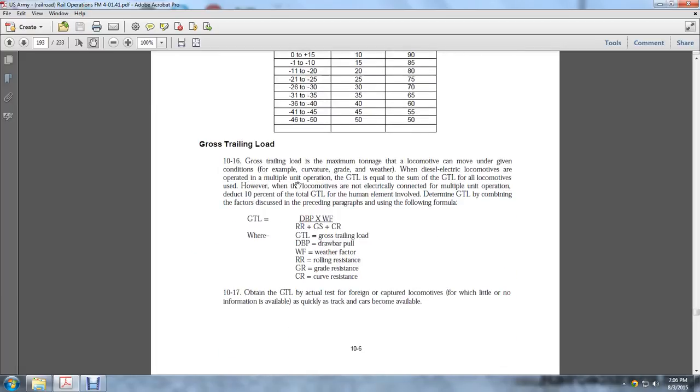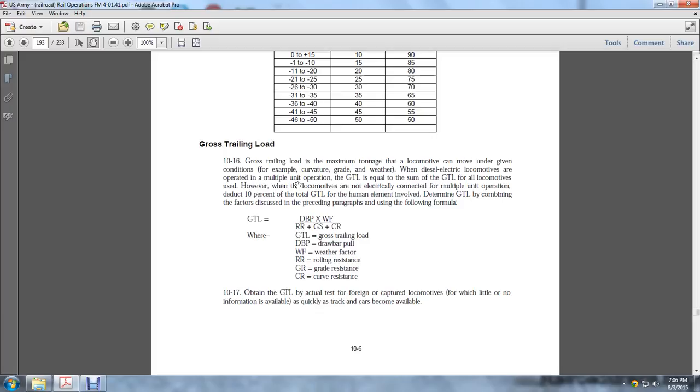The gross trailing load. The gross trailing load is the maximum tonnage a locomotive can move under the given conditions, for example, curvature, grade, and weather. For diesel electric locomotives operated in multiple unit operation, the gross trailing load is equal to the sum of the gross trailing load of all locomotives used. However, the locomotives may not be electrically connected for multiple unit operations.